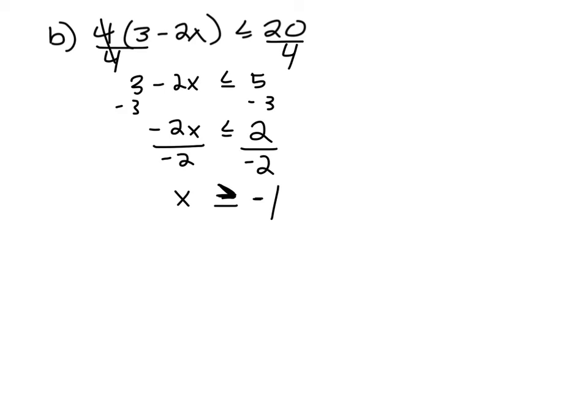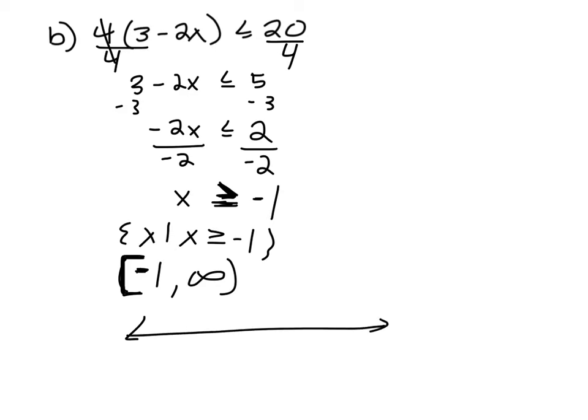Now, if we were to write this solution in set notation, you would say x such that x is greater than or equal to negative 1. If you were to write it in interval notation, you start at negative 1 and then you go all the way to infinity. You use the hard bracket because we do include negative 1, and then we go all the way to infinity. If you were to draw this out on a number line, here's 1, here's negative 1, negative 2, 2. Here's negative 1. It's a solid dot because it's greater than or equal to. Because of the equal to, it's a solid dot, and then you shade in the greater than side.